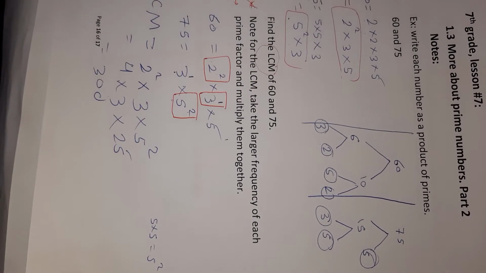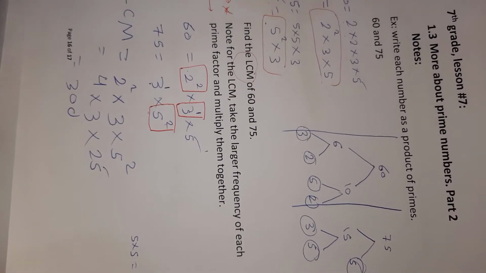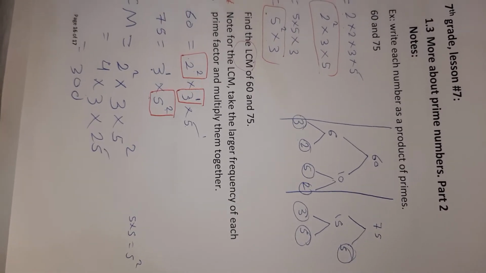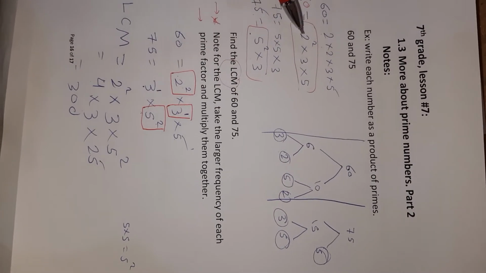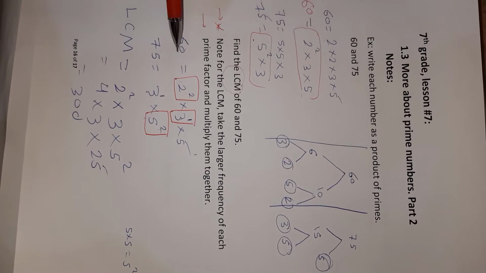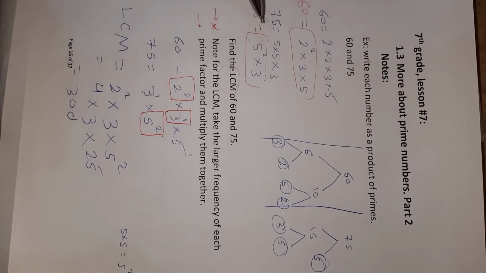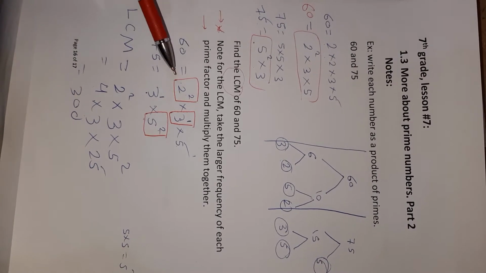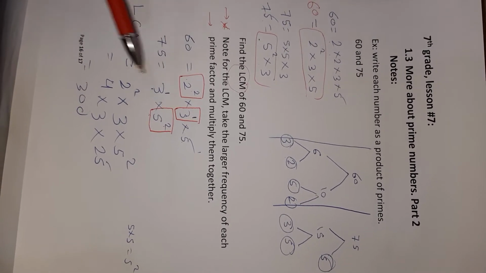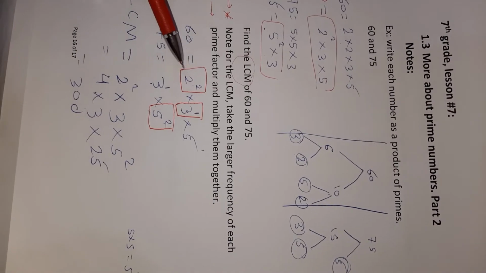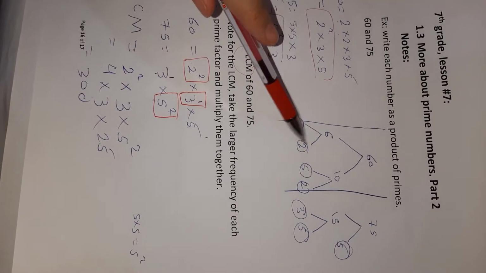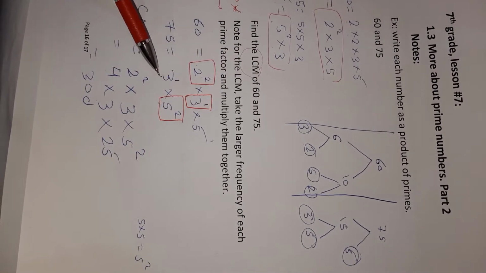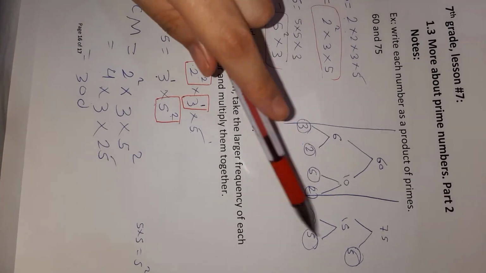Again, first of all, to find the LCM between two numbers, find the factor tree for the first number, the factor tree for the second number. Write each number as an expression like this. 60 equals 2 squared times 3 times 5 from the factor tree. 75 equals 3 times 5 squared from the factor tree.